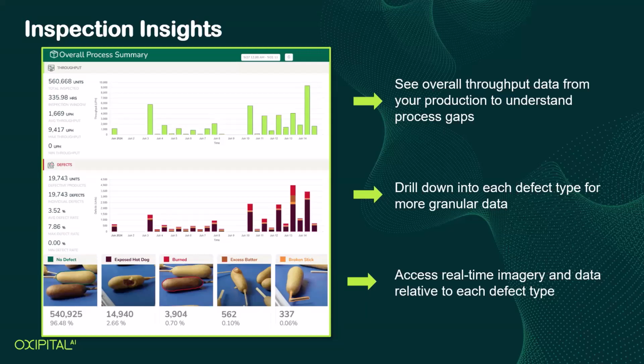This data allows you to change or alert upstream processes and equipment, as well as ensure uptime of downstream equipment that might end up jammed if you end up seeing larger than expected product unexpectedly.